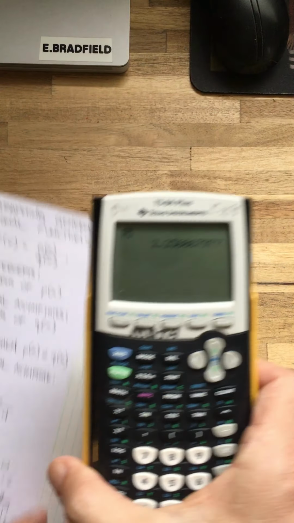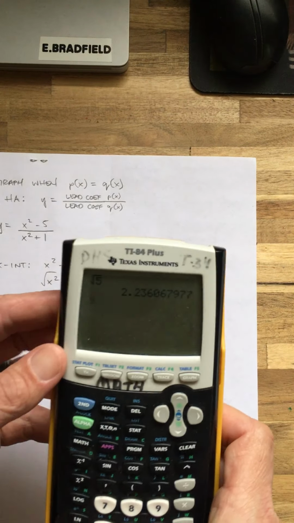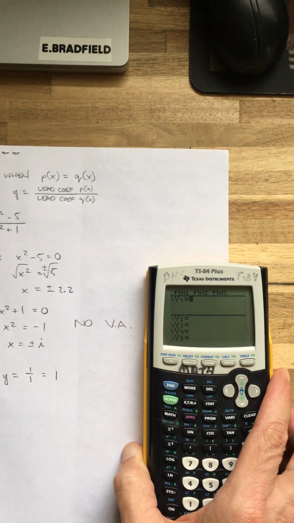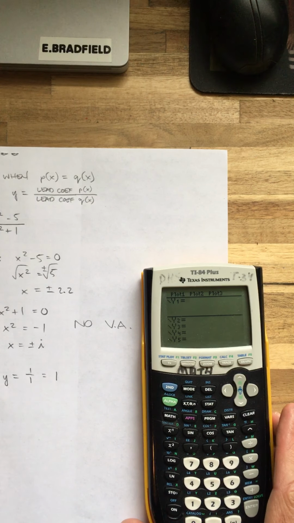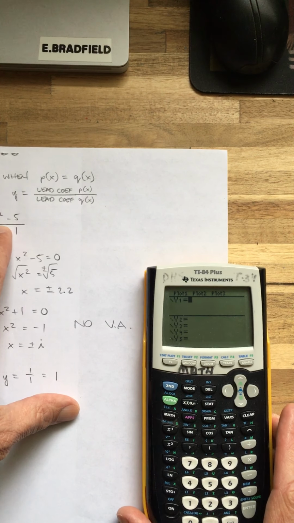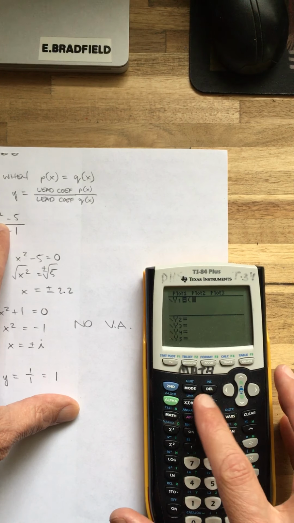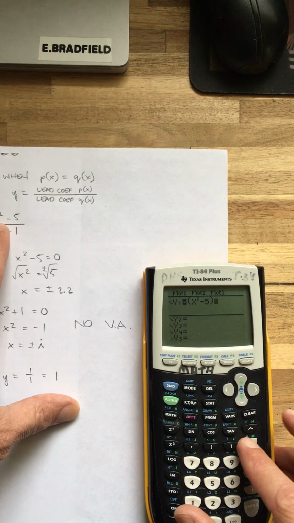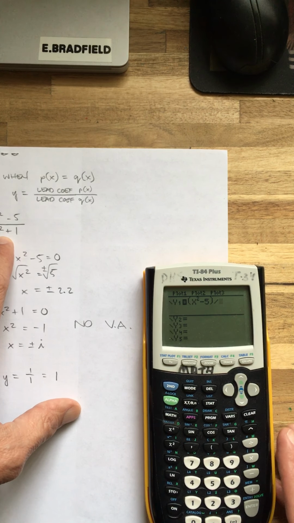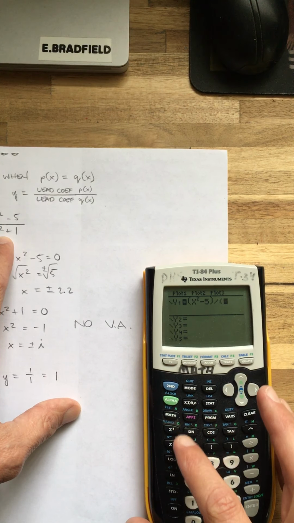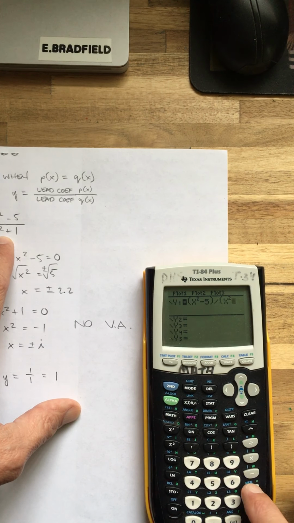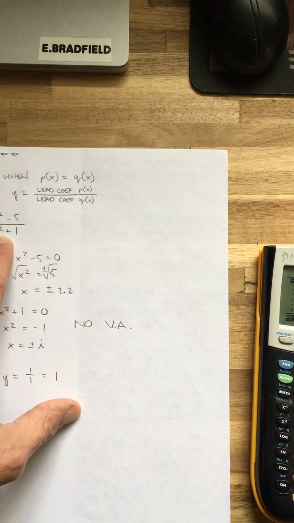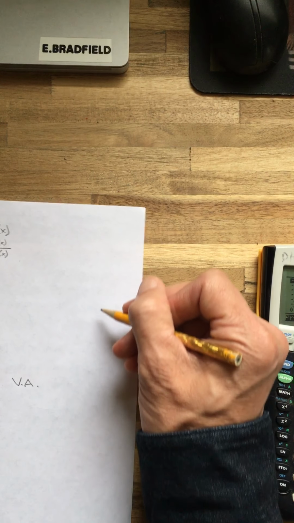Now all we have to do is take our calculator and get some points really quick. Let's clear out whatever you have in there, and I'm going to enter this how I see it. Parentheses, x squared minus 5, close the parentheses, divided by parentheses, x squared plus 1, close the parentheses, and now I'll just show my table real quick. So here's my table.